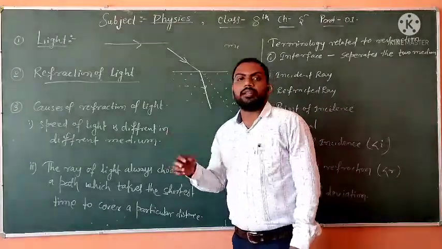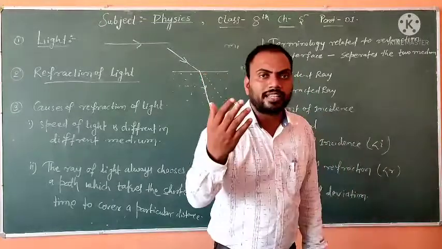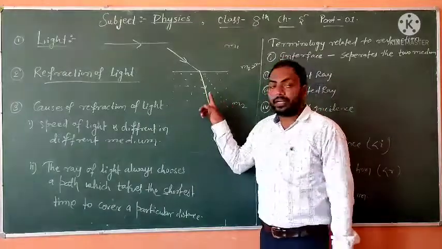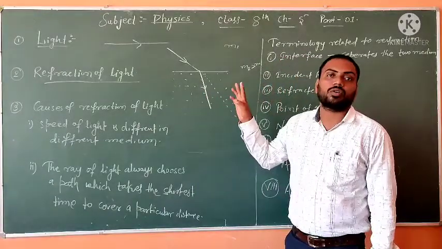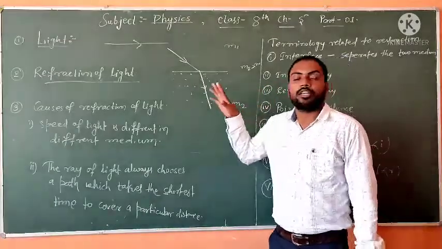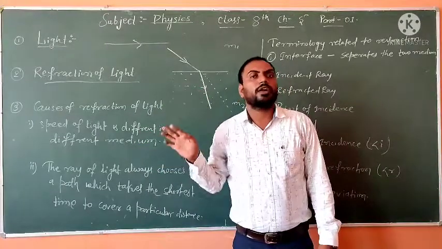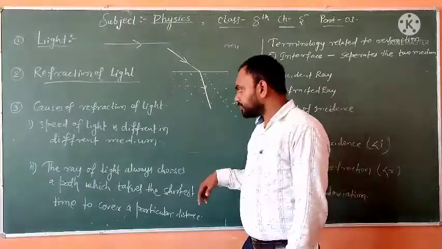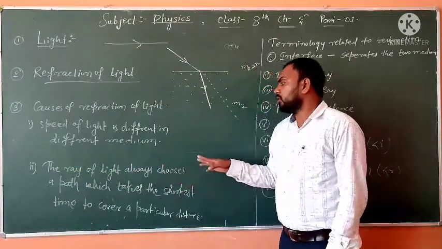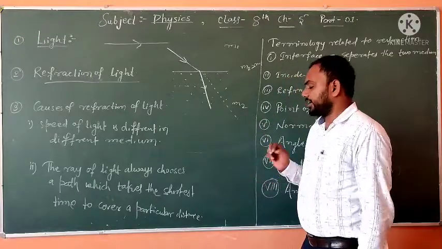When light passes from one medium to another medium, the speed of light changes. This causes the bending of light, and this phenomenon is called refraction. It means refraction is caused due to change in the speed of light when passing from one medium to another. Here, the ray of light always chooses a path which takes the shortest time to cover a particular distance.